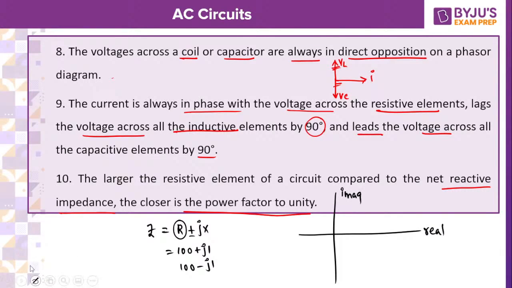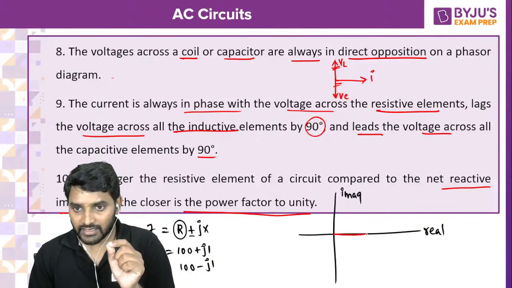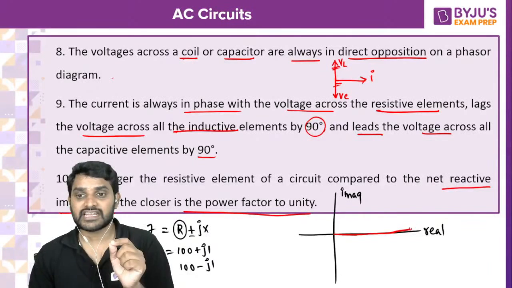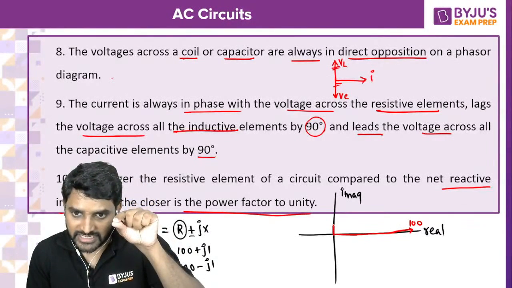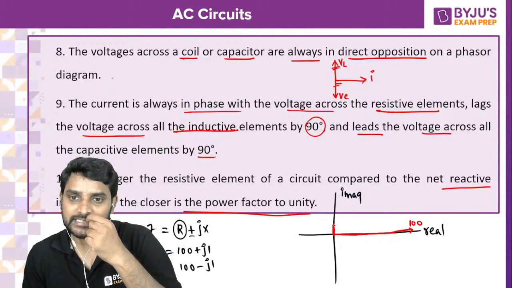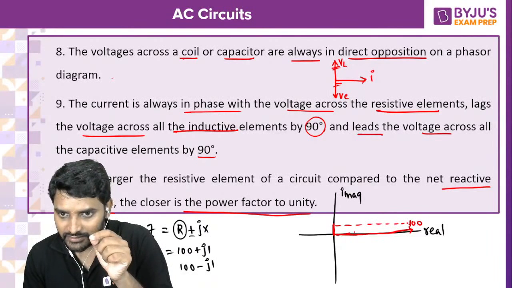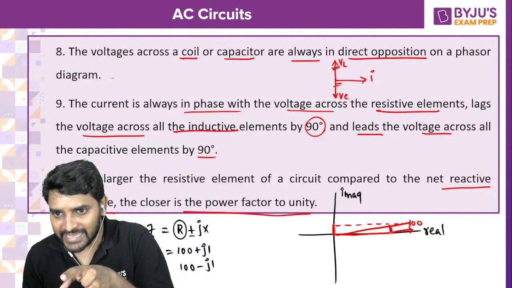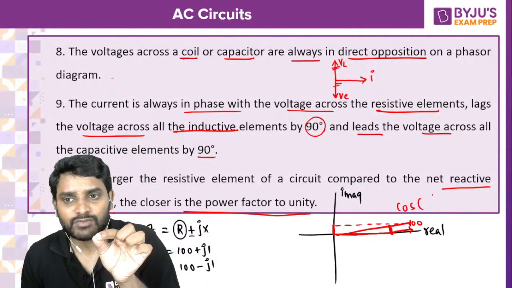So how am I going to write the real and imaginary parts? The real term, 100, is very large, and the imaginary term is very small. If it is inductive reactance, I can take this as the resultant. Now see, the angle is very small. If the angle is very small, the power factor will be very near to unity.